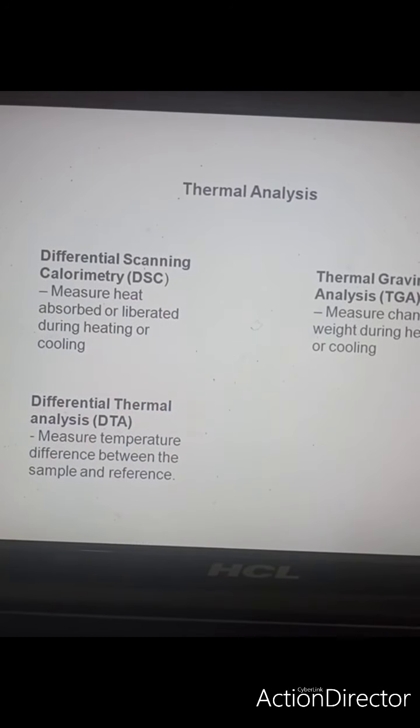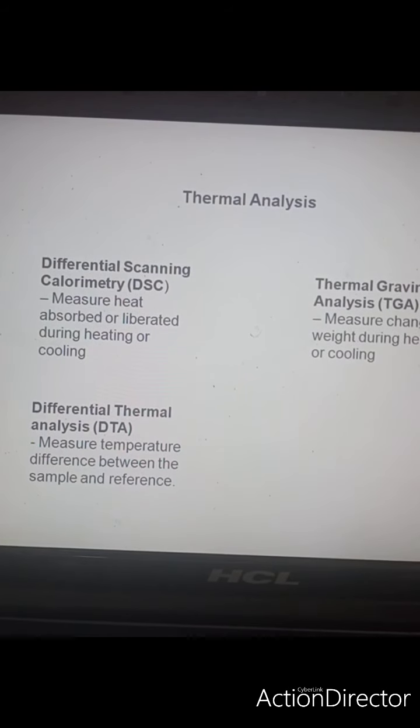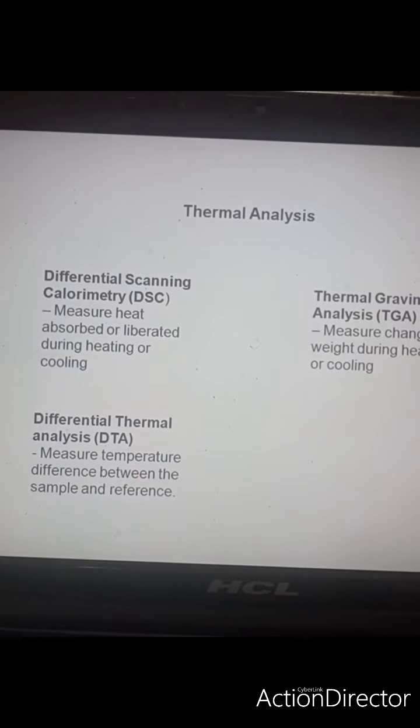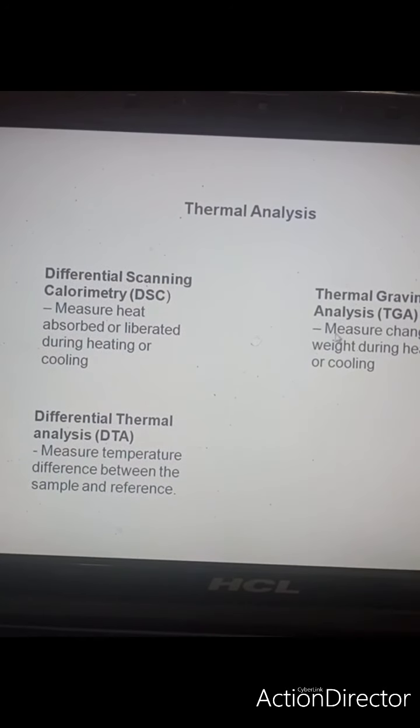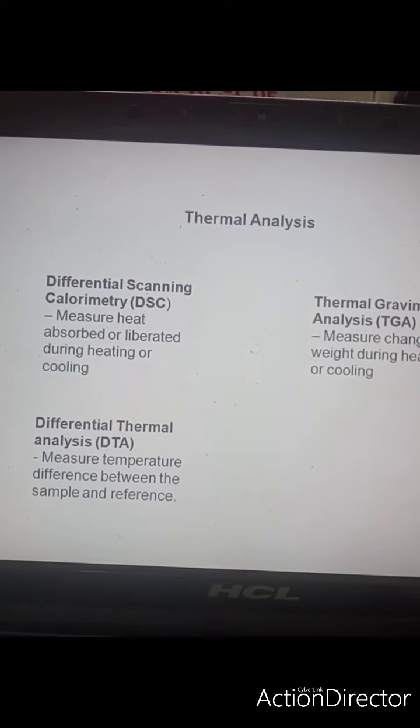This change in the weight of the sample is plotted against temperature or time, and that is what is known as the pyrolysis curve, or we call it the thermolysis curve or thermogravimetric curve. So it involves different methods, like thermal gravimetric analysis, which we call TGA. That is the measure of change in weight during heating or cooling.